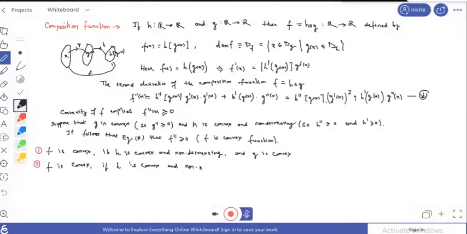So here we take H is non-increasing, and G is concave. If this type of function, then the composite function f is always convex function, because h is convex, so that's why this is greater than 0. What about the g, because the square of that is positive one, and non-increasing, this means this is less than or equal to 0, and g prime is non-increasing.